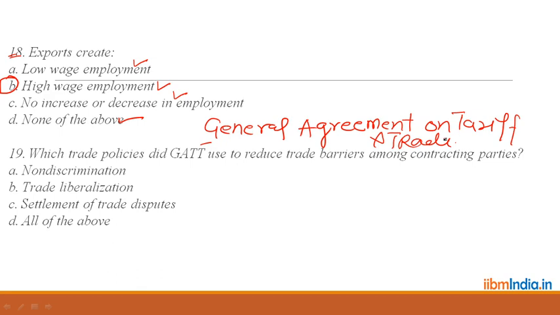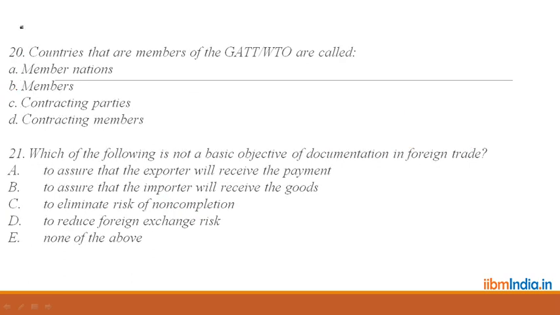Question number 19. The correct answer is D, all of the above. Non-discrimination is also there, trade liberalization, settlement of trade dispute. Question number 20. Countries that are members of GATT WTO are called member nations, members, contracting parties, and contracting members. The correct answer is contracting parties. Members of the GATT used to be called contracting parties because it was not an organization, it was an agreement. Now we are moving towards question number 21.